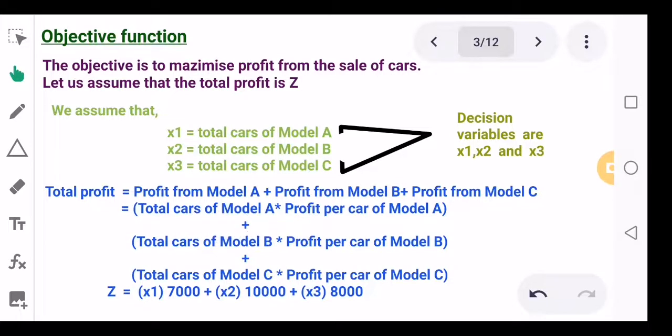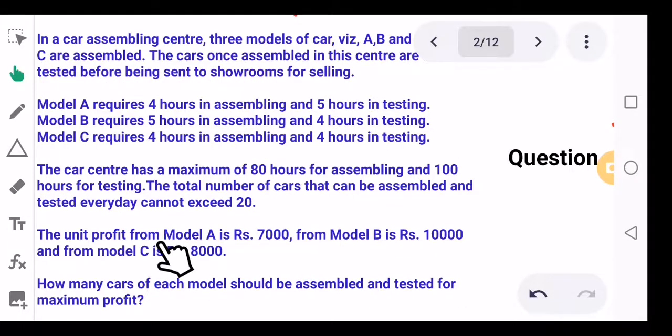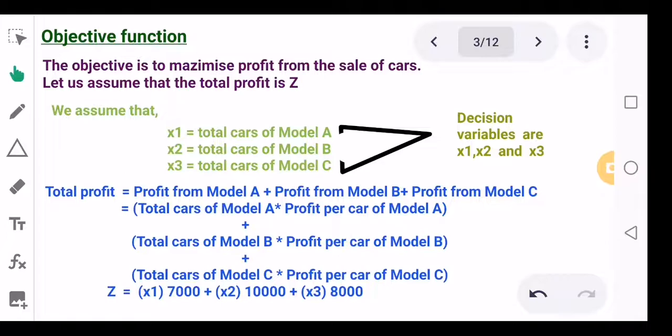So we are going to assume these as x1, x2, x3, which are your decision variables, and then we will be multiplying them with the profit per car of Model A, Model B and Model C, which is given here. 7,000, 10,000, 8,000 is the profit per unit for these models. By replacing this in the statement, you'll get that the total profit is replaced by Z.